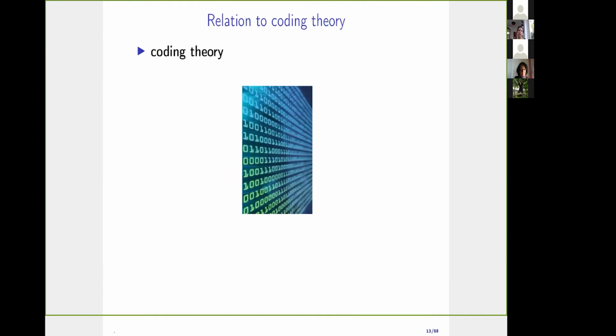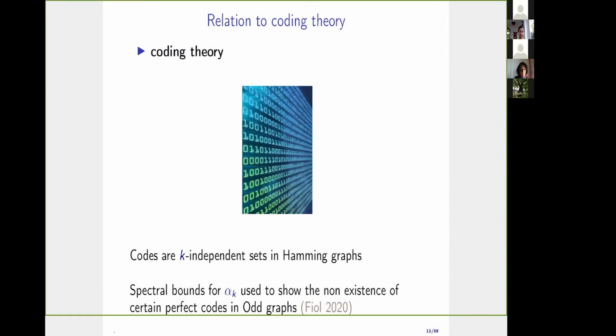This parameter is also related to coding theory. It's not very hard to see that codes are actually k-independent sets in certain Hamming graphs, in the hypercube, for example. And also there has been recent work by Fiol, who showed that a certain spectral upper bound on the k-independence number can be used to show non-existence of certain perfect codes attaining the Hamming bound in a particular family of graphs, in this case, the odd graphs.